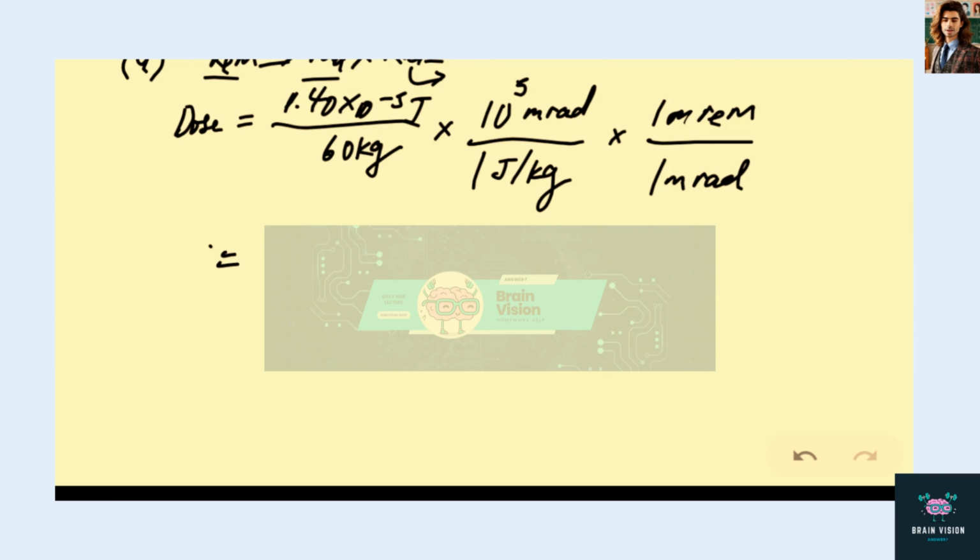And we should get a value of 2.33 times 10 to the power of minus 2 milliREM per year, compared to the limit of allowed dose, that is 100 milliREM. This is much smaller, so it's not very significant for an adult.